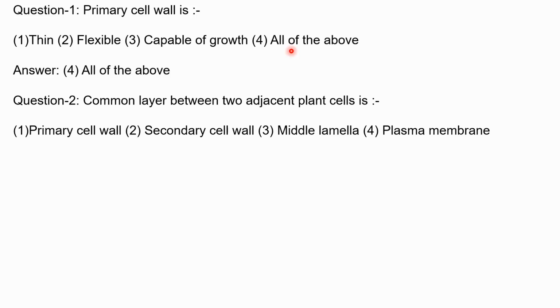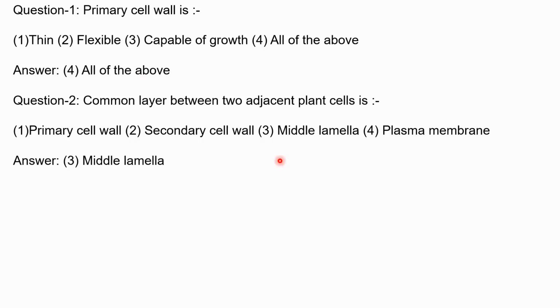Question number 2 is: common layer between two adjacent plant cells. What is the glue, the substance that holds together two adjacent plant cells? The options are: option 1 primary cell wall, option 2 secondary cell wall, option 3 middle lamella, and option 4 the plasma membrane. We know that the middle lamella is the structure that glues or holds together the adjacent plant cells. Therefore, the correct answer is middle lamella.